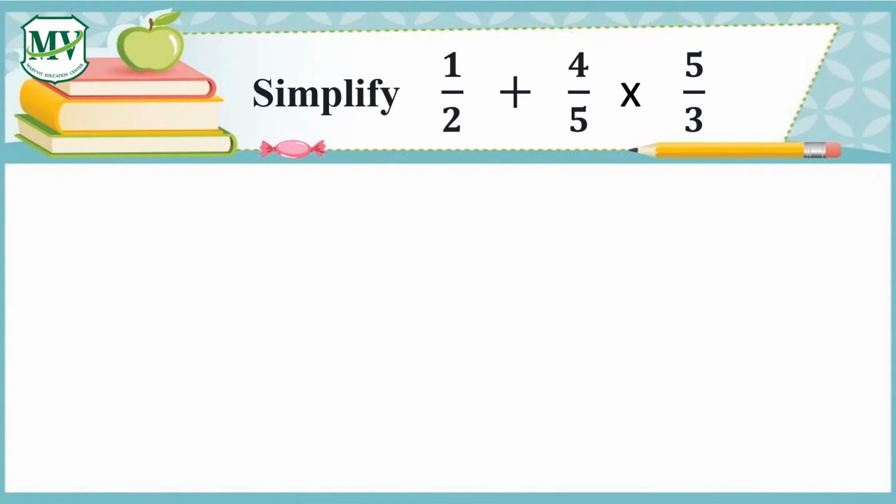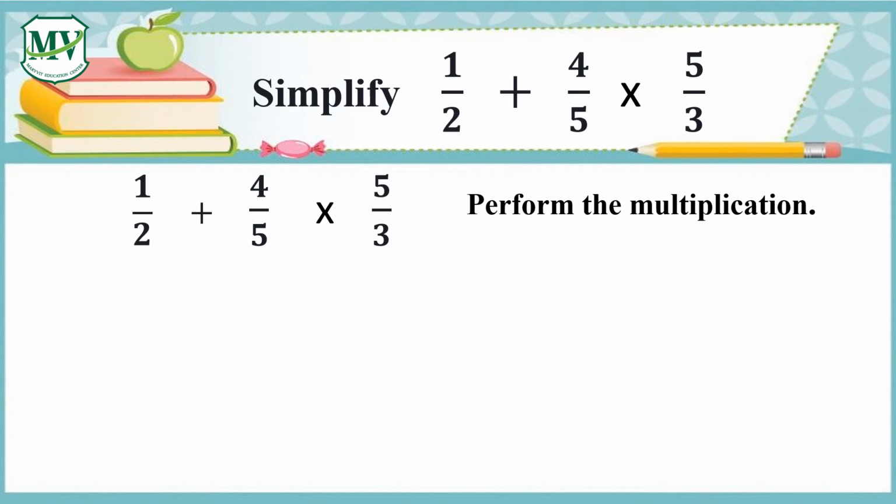Here's another example. 1 over 2 plus 4 over 5 times 5 over 3. In this example, we have addition and multiplication. In this case, we must perform the multiplication first. 4 over 5 times 5 over 3. So we have 1 over 2 plus, what do you think is the answer? That's correct. We have 20 over 15.